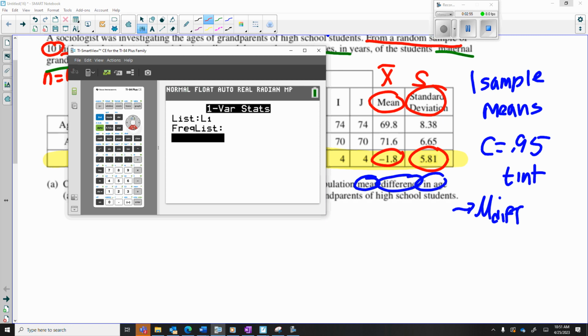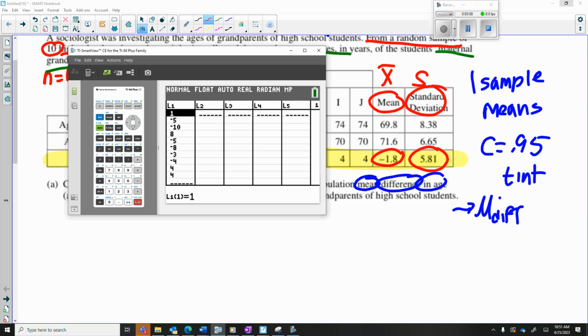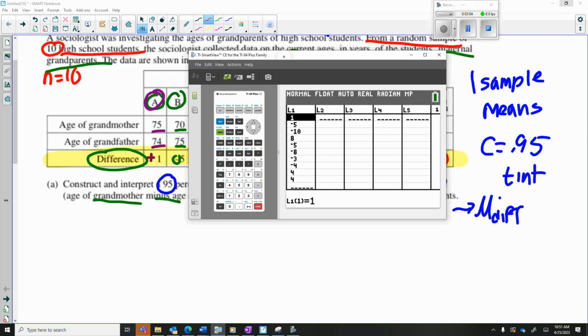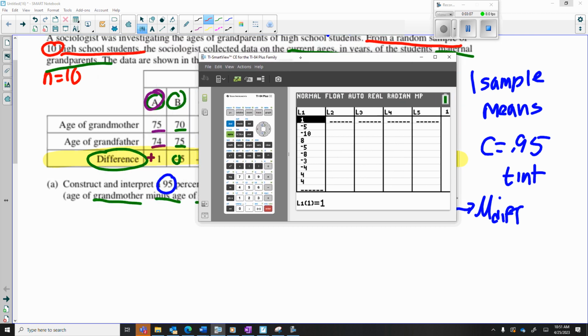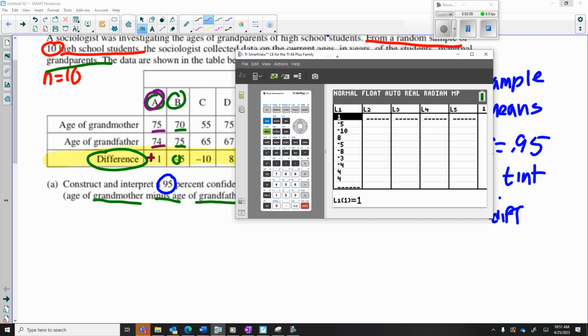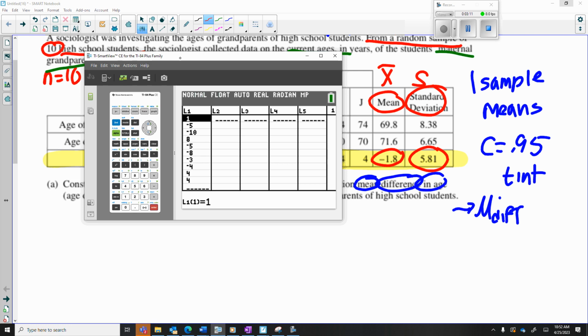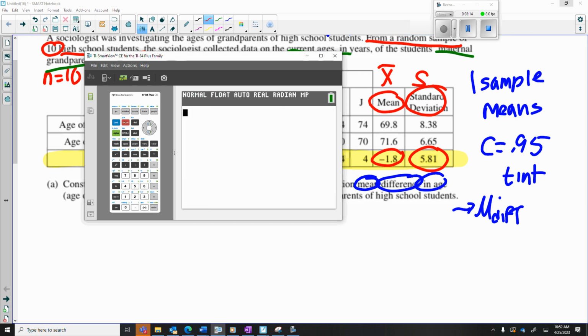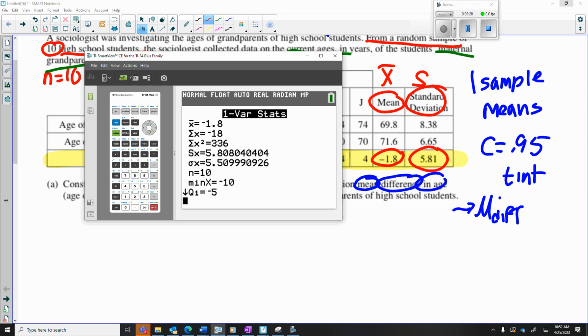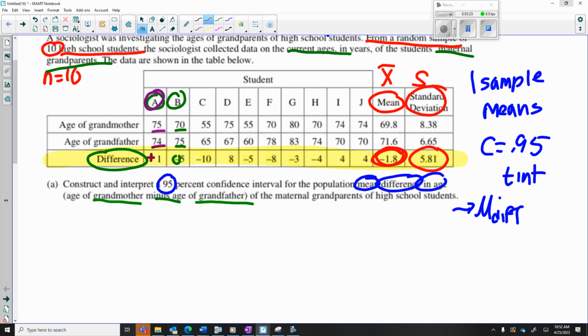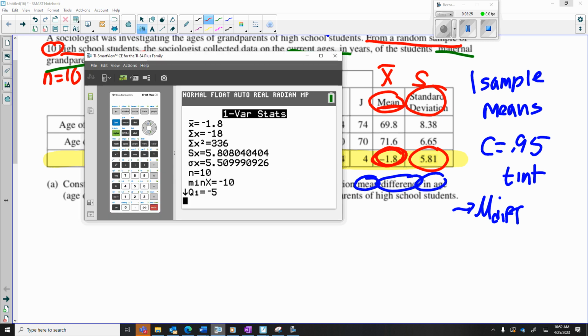So I just want to remind you guys that in stat edit I only put in the differences. I did not put in the grandparents separately. I just looked at this difference row and only put in the differences 1, negative 5, negative 10, 8, etc. So that's why you only see L1. So again, I press stat calc 1-Var Stats. I changed it to L1. And when I hit calculate, I get a mean of negative 1.8, which I have here, that's the sample mean. And the sample standard deviation s is 5.81.